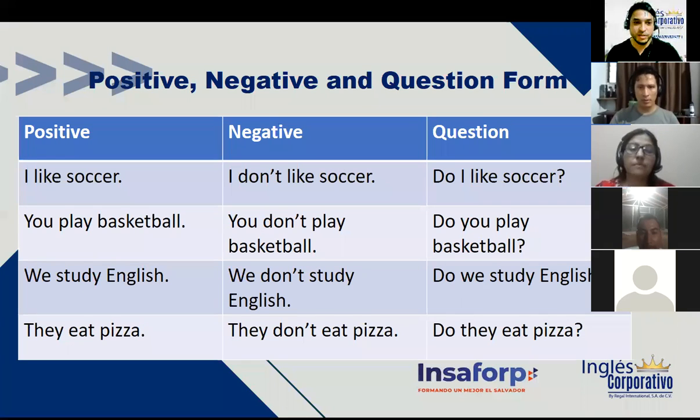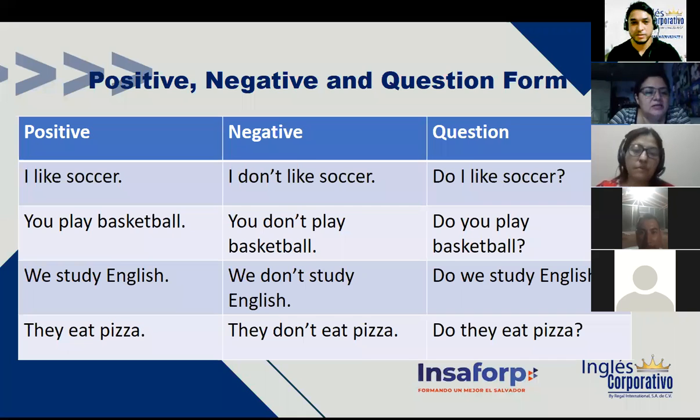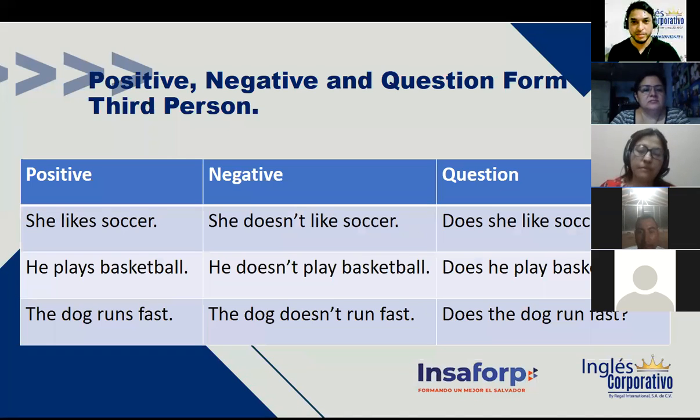So for the last one. They eat pizza. They don't eat pizza. Do they eat pizza? Okay. As you can see, it's very easy. It's very simple. As long as you follow the rule, you won't get confused. So just pay attention to the subject and the correct use of the verb. And pay attention when there is a third person, like in this example.